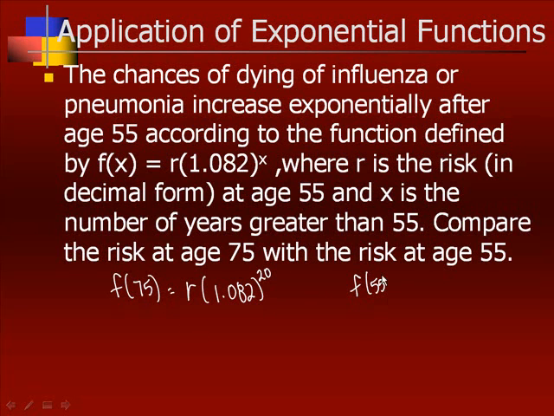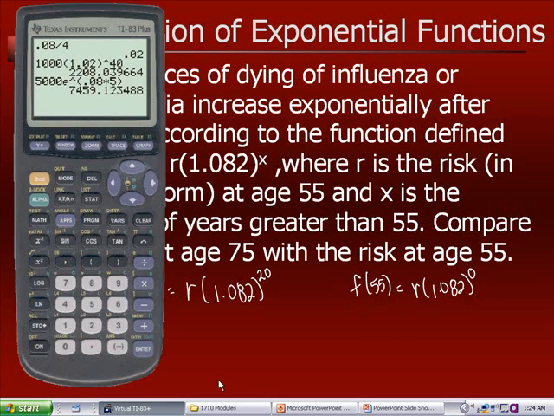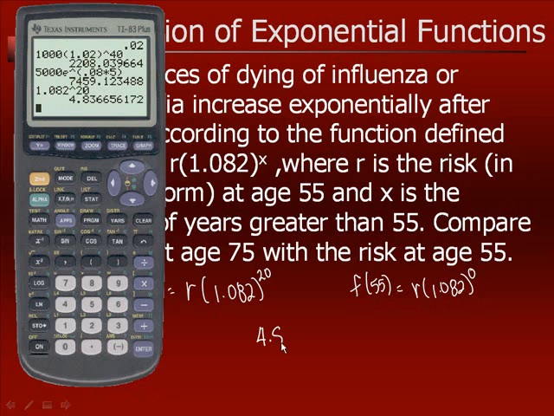f of 55 means r times 1.082 to the 0, because it's the number of years greater than 55. If we use our calculator, we would know that 1.082 to the power of 20 gives us 4.84 times r, which means the risk is 4.84 times greater at age 75 than at age 55.